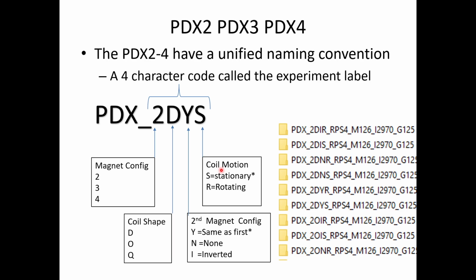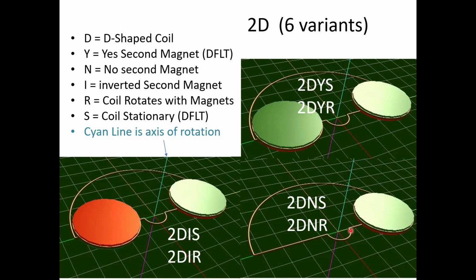The last one is the coil motion. Does the coil rotate with the magnets or does it remain stationary? This is the default. If you do not specify to the software the coil motion, it will assume you want stationary. And this shows how the software will dump items out. The reason for all of this alphabet soup here is so you can run lots of different variations of the experiment and not have all the data collide with each other in the same directory. So it creates a directory for each experiment so that your data for that particular run is unique. We'll talk about what these mean a little bit later. So let's get into the 2D.